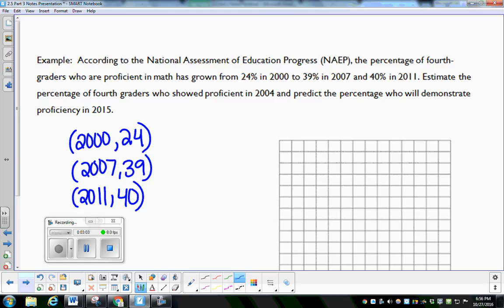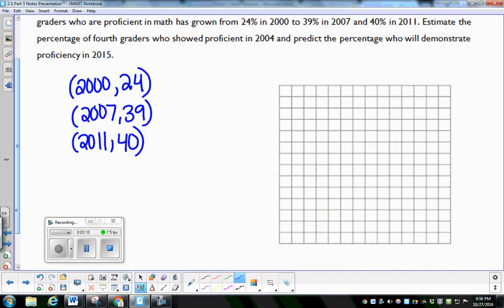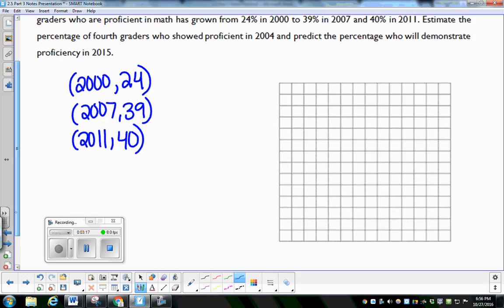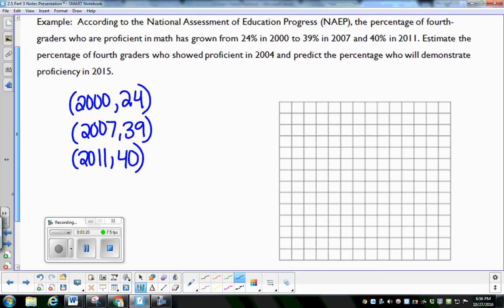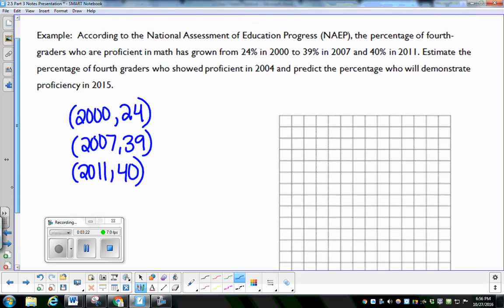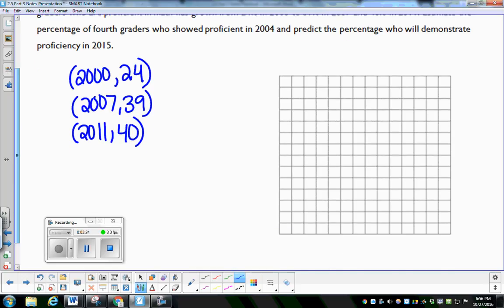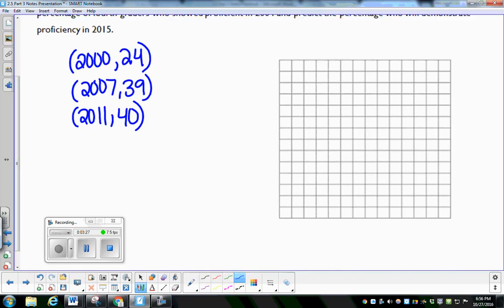Even though I know in the book it doesn't say to graph it in this example, you have to graph it. Yay. So let's graph this, and then we're going to use the graph to estimate those things that they asked us about. I'm going to scroll down a little bit here. They asked us about proficiency in 2015, and it starts in the year 2000. Let me see if I have enough lines here to go up to 2015. 0, 1, 2, 3, 4, 5, 6, 7, 8, 9, 10, 11, 12, 13, 14. All right, so 2015 goes one line off the graph, so I'm going to go with it.